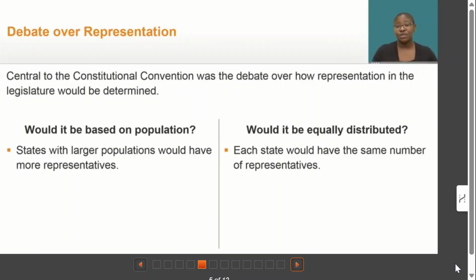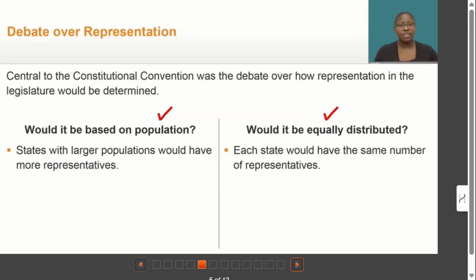Central to the Constitutional Convention was the debate over how representation in the legislature would be determined. Would it be based on population? In that case, states with larger populations would have more representatives. Or would it be equally distributed? In that case, each state would have the same number of representatives.